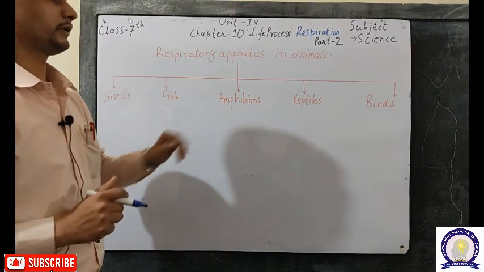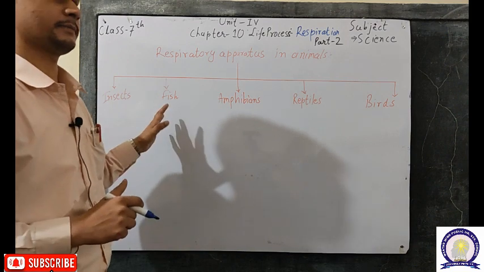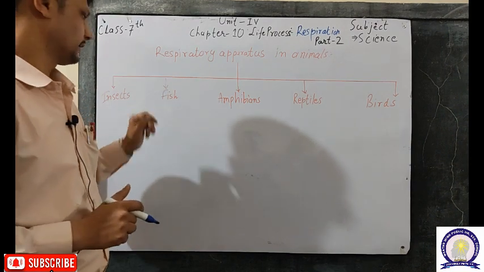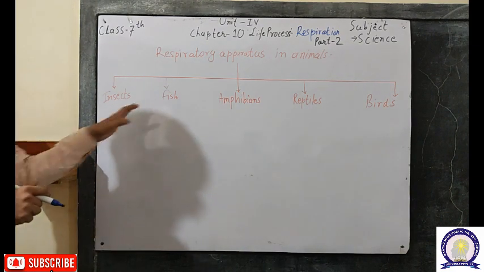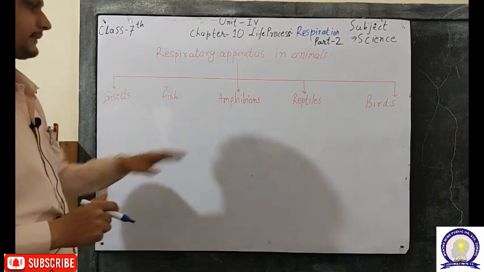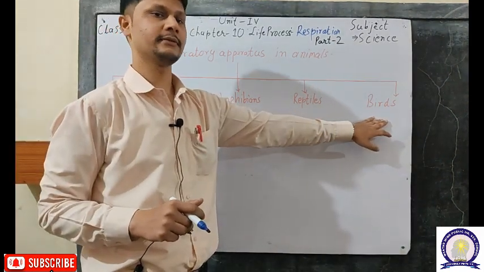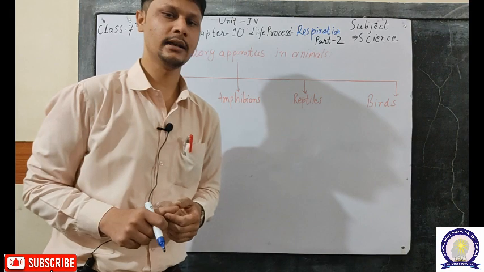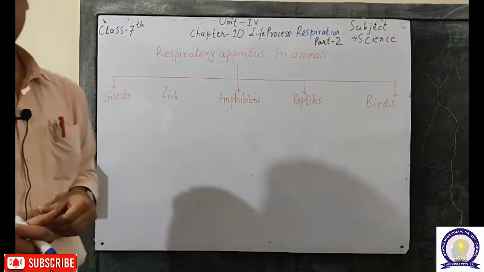Now in today's video we will discuss the higher animals, and what types of respiratory system or apparatus are present in them. So, starting from insects, then we will discuss fishes, amphibians, reptiles, and ultimately birds, and finally we will discuss the respiratory system in human beings. So let's continue the topic and start with the insects.